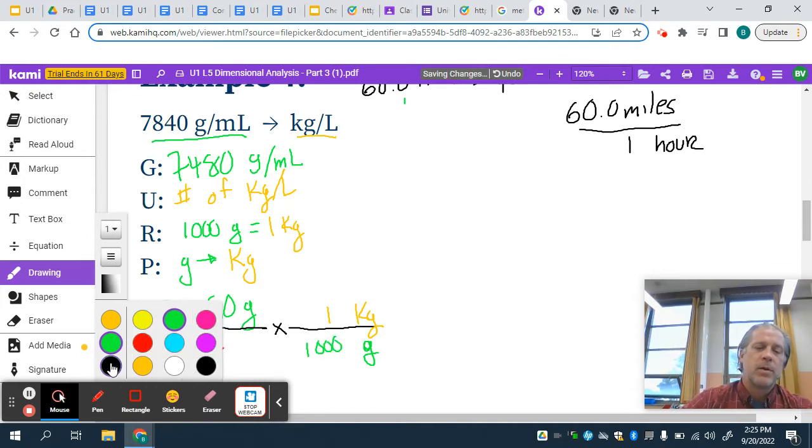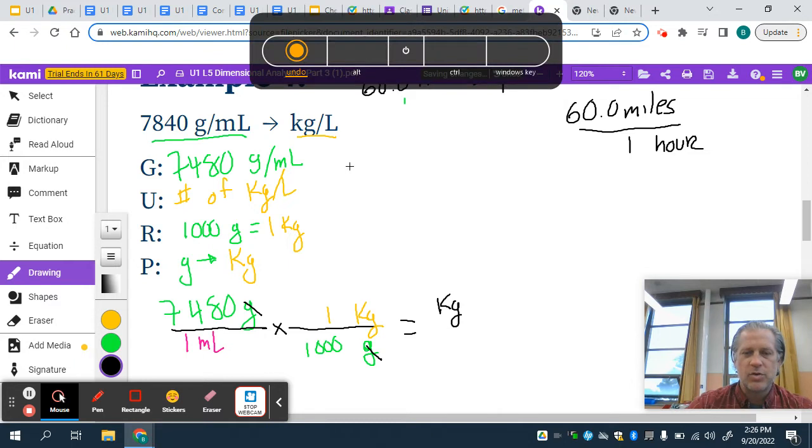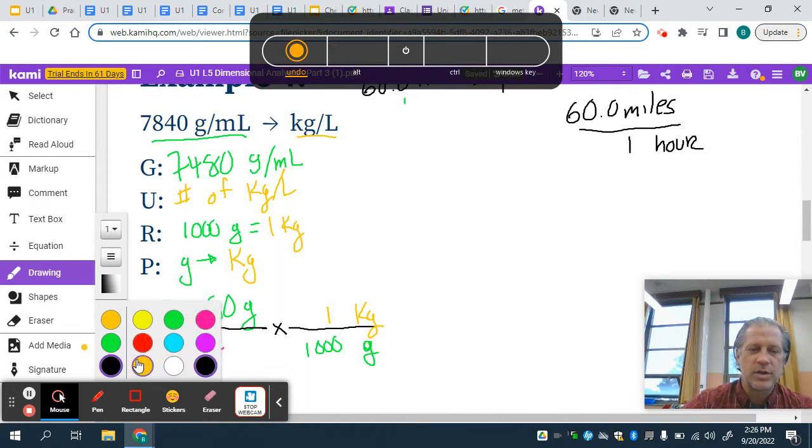Now, don't write anything for a second here because I just want to try to prove a point. If I multiply straight across here, hopefully we might see by now that the unit of grams is going to divide or cancel out. And my unit at this point is going to be kilograms per milliliter. And I don't want kilograms per milliliter. I want kilograms per liter. So I need to continue this problem so that my units continue to cancel out.